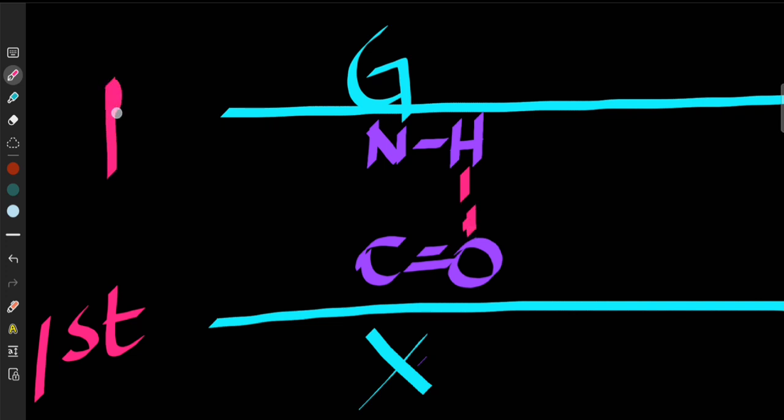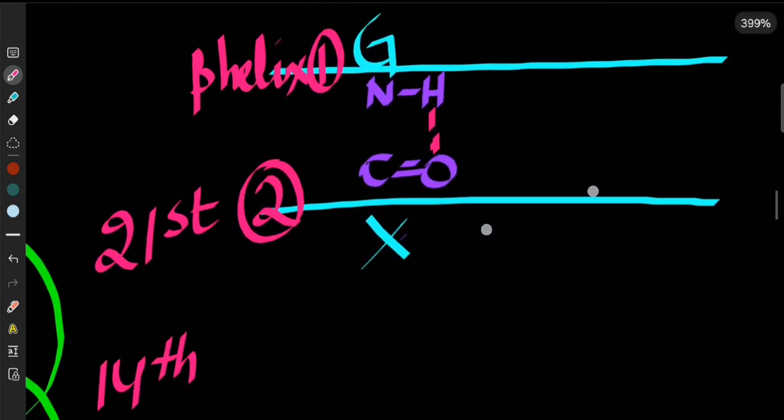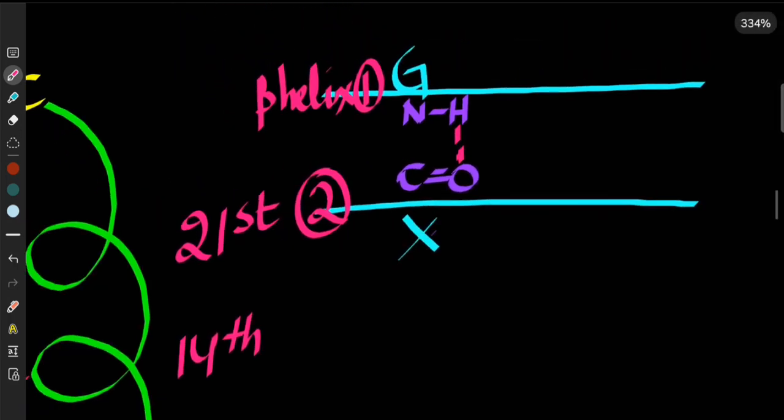This is one beta helix, and this is another one. So this is the first beta helix, and this is the second beta helix, right? And then there will be a third one as well. As you would be able to understand, glycine will always have its nitrogen, its amino group, participating in the formation of a hydrogen bond, and an X molecule of any other beta helix will be participating in the hydrogen bond formation with the carboxyl group. That also you have to remember.